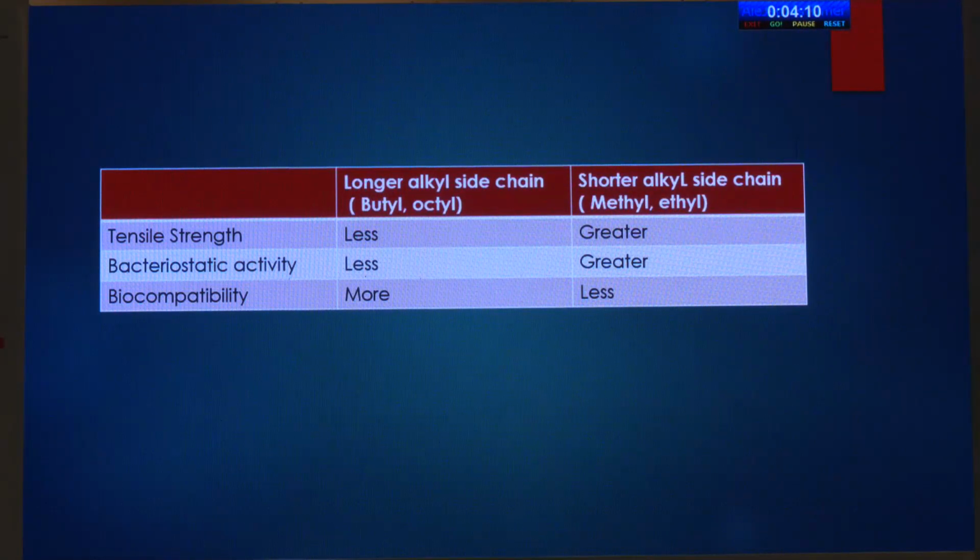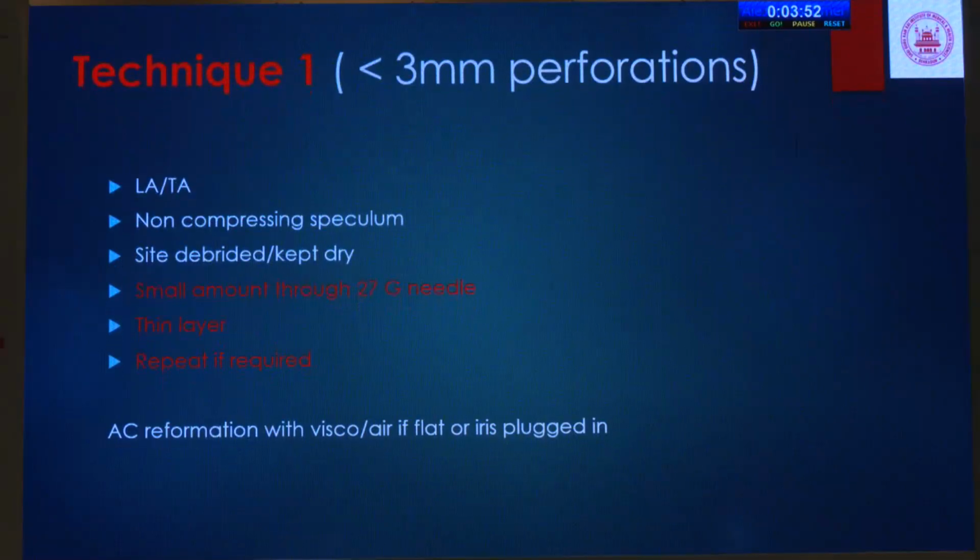Now, the newer longer alkyl side chain derivatives of cyanoacrylate glue have the additional advantage of being more biocompatible, that is less toxic, but their tensile strength and bacteriostatic activity is less as compared to the shorter chain derivatives. As far as the technique of application is concerned, for smaller perforations, we have to ensure that the field is dry and a small amount is applied through a 27 gauge needle. That really helps in putting a small amount, and initially apply a thin layer. If required, you can repeat.